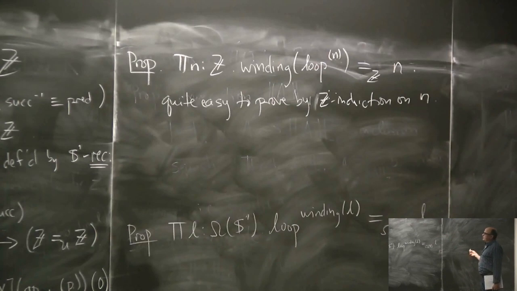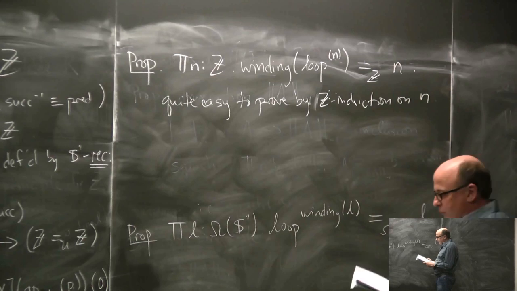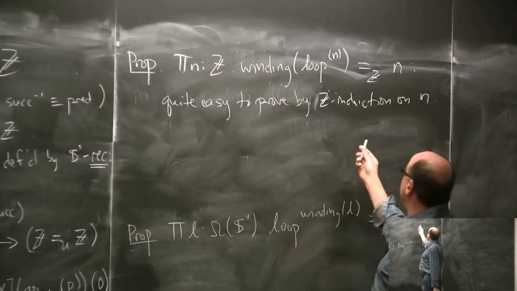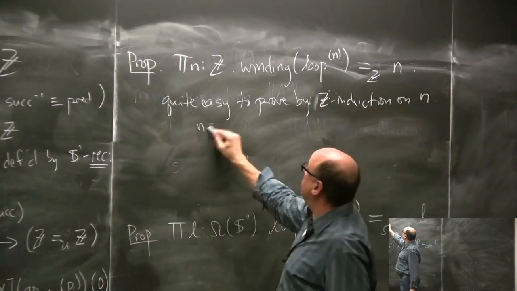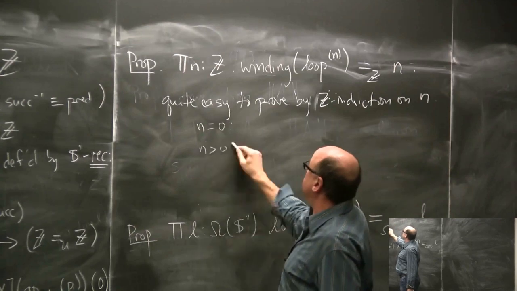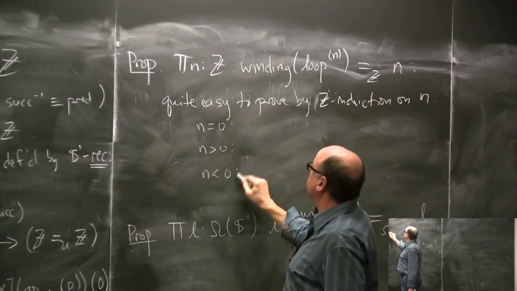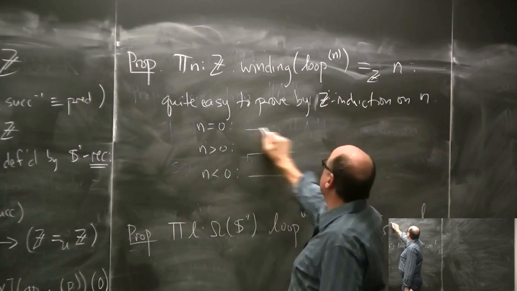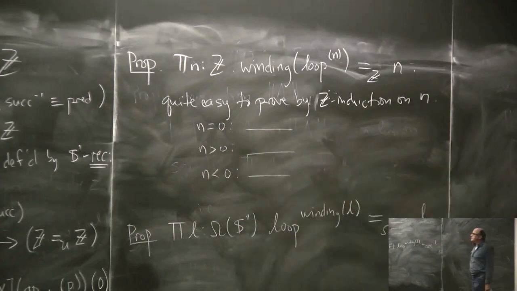It'll fall out of what we do a little bit later here, but it's kind of fun if you want to do it for yourself. There are 3 cases: n equals 0, n is positive, and n is negative, and you can work out the calculation. That turns out to be very easy. It's certainly what you would hope for. If I iterate the loop n times, and the winding number is supposed to be the winding number, then that really should come back with n.